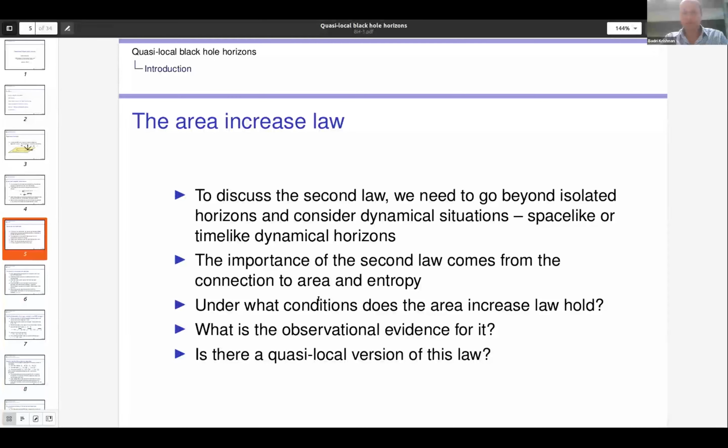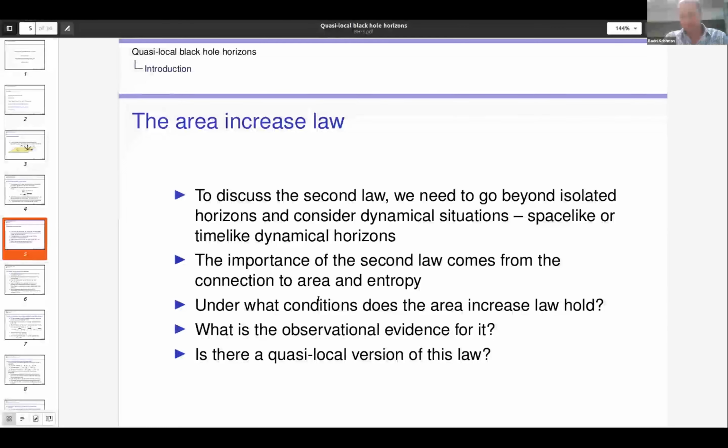Of course, in the second lecture, when we talked about isolated horizons, that is a situation in which the black hole is in equilibrium, so there are no infalling fluxes. In that case, the area does not increase, so the second law is really not relevant in that situation.